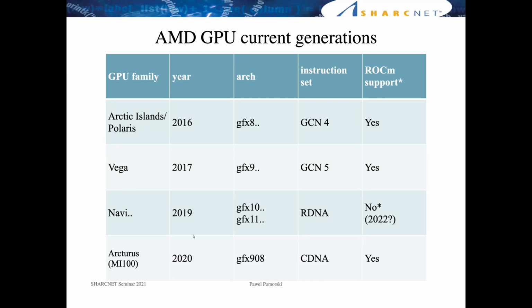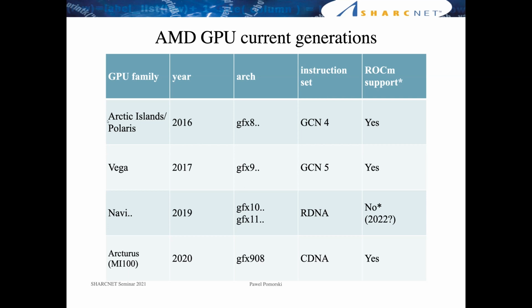These are the years they were released. The names matter less than these codes. Each GPU has a code which is analogous to NVIDIA's compute capability code, and this essentially designates an architecture of the GPU. So we have GFX 8, 9, 10, 11. I'll say more about this in a second. And then the instruction set also changes. So these are the last 4 generations.